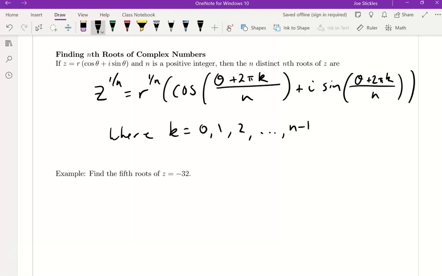So let's see how this works, rather than me trying to explain more and more. Let's just see how this works, because the process is going to be the same for every single one of these problems. Your first step, just like every other step, is rewrite your complex number in polar form.